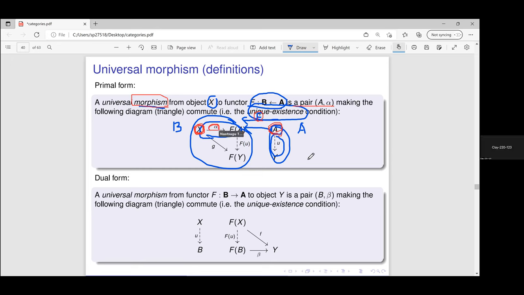maps from the origin of this object into this one. If you think about this morphism from object to functor, and also the combination of this pair of objects in A and arrow in B, then it holds. Nice. So maybe just a clarifying question: this universal morphism, can we still consider it as a morphism, as in an arrow of some sort? Or is it completely different to that?